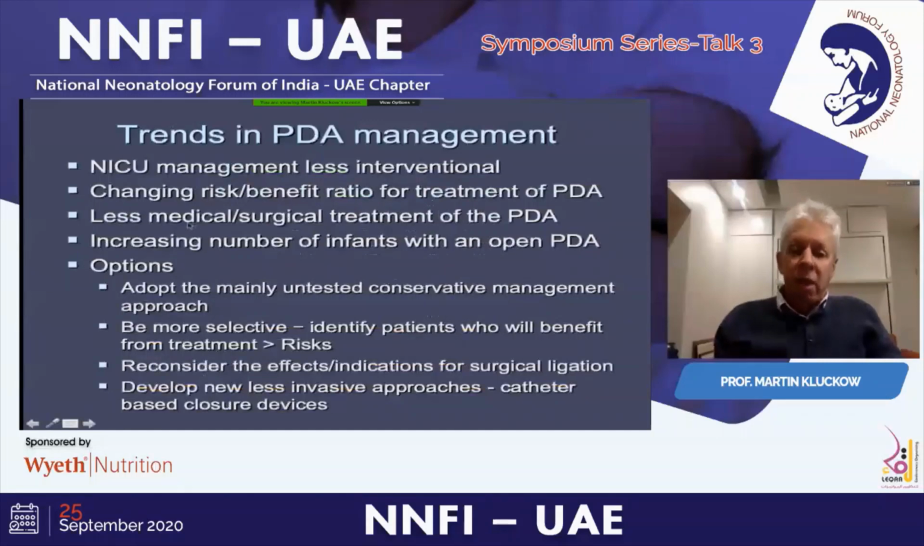Despite this, there's less medical surgical treatment occurring, and therefore, as a result of that, there are increasing numbers of infants with an open PDA, both in our nursery and also at time of discharge. So we have some options. We can adopt the mainly untested conservative management or supportive care alone. We can be more selective and try to identify patients who will get benefit greater than risk from treatment. We can reconsider the effects and indications for surgical ligation and the timing of when we might intervene with that. And we can develop new, less invasive approaches such as catheter-based closure devices.